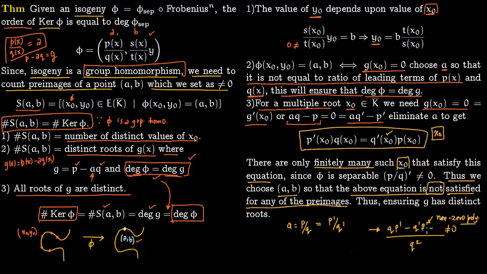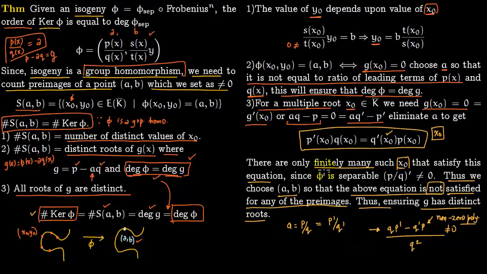It has only finitely many places where it will be zero. So you just pick those points where you do not have these roots, and you can pick that point because there are infinitely many such. So you can thus ensure that g has distinct roots by avoiding any such points. So we have proven 1, 2 and 3, which immediately implies that order of kernel of phi is equal to the degree of the isogeny.